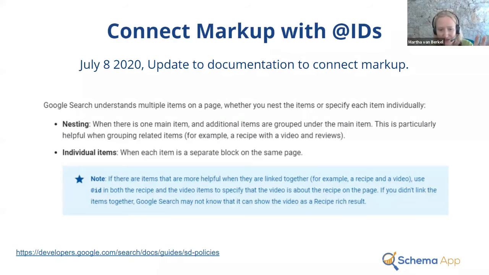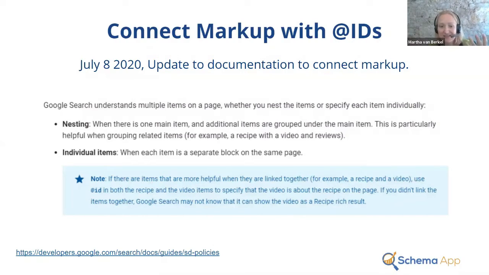And then they added this note that says, if these are items that are more helpful when linked together, then use @id in both recipe and video items to specify that the video is about the recipe on the page. Now, this is something that we've been doing at Schema App for a very long time, because our tool is actually built using the same semantics as Google.